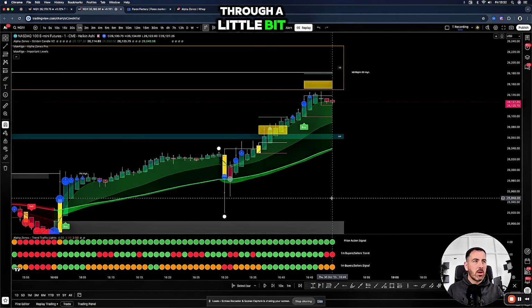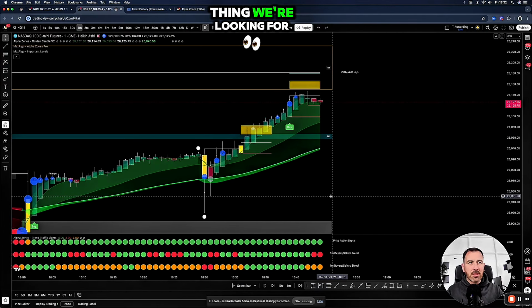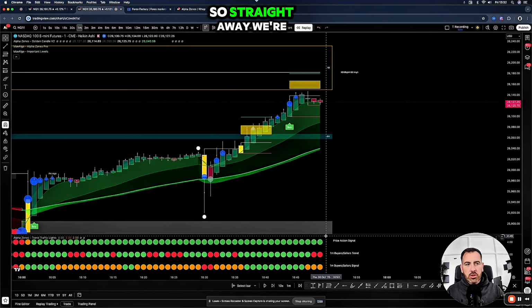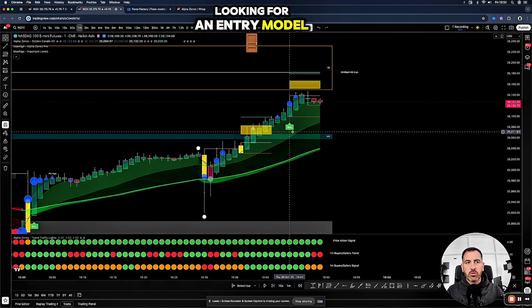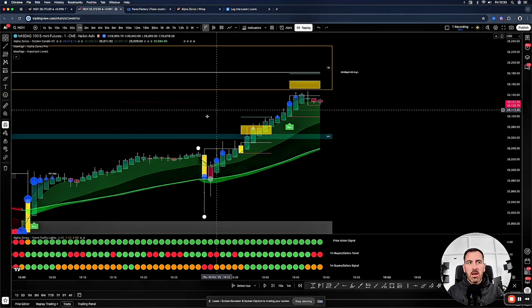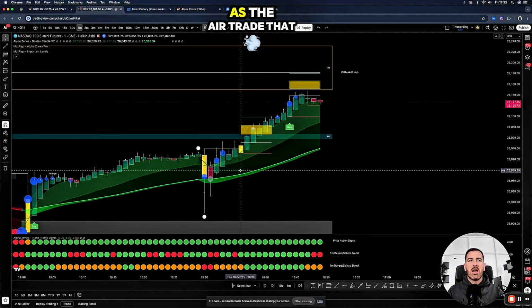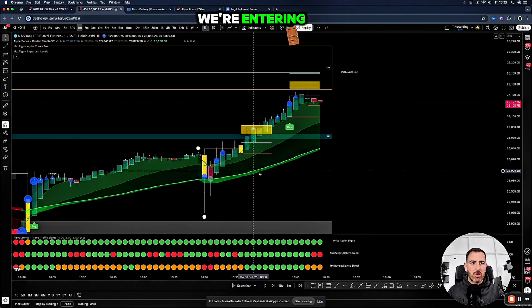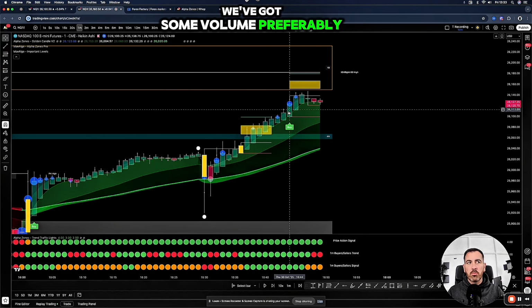So let's walk through a little bit here and the kind of thing we're looking for. So straight away, we're looking for an entry model. We're looking for a candle, a golden candle or a signal each time to give us that moment to enter. And the things that we're looking to see to add to that are, we want to see how our trend wave is pushing in the same direction as the trade that we're entering. We want to see that we've got some volume, preferably.